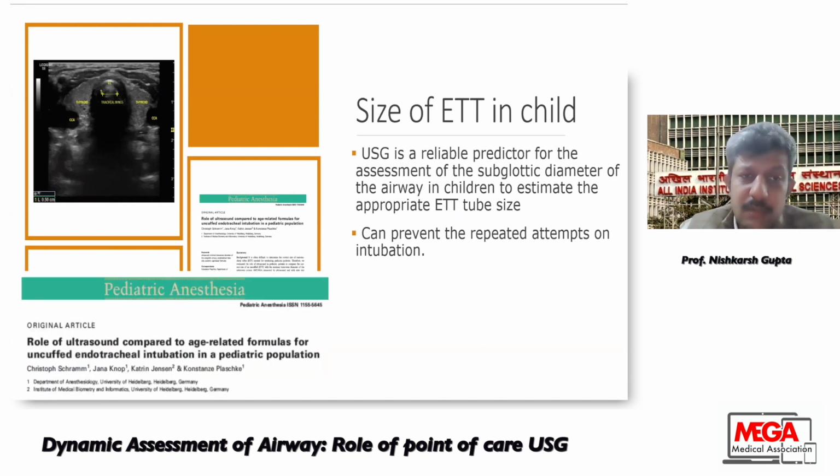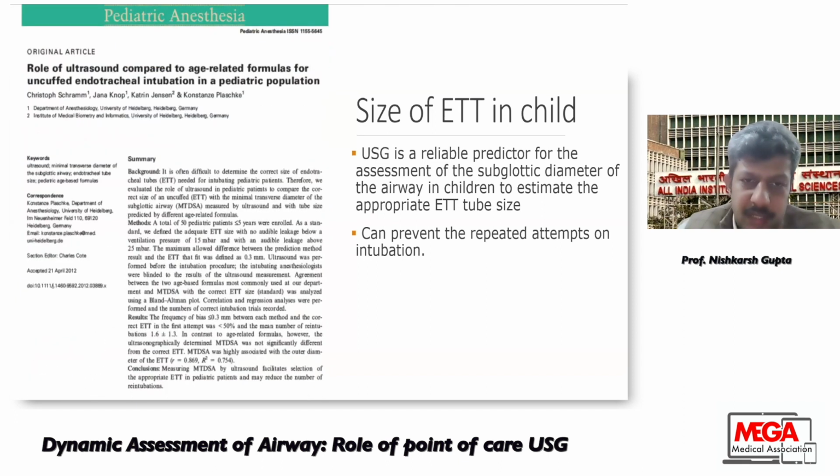So ultrasound has come up in a big way. They have found that the minimal transverse diameter of the subglottic airway helps to gauge the appropriate size of the tube. They basically said that if we measure this diameter, then we may reduce the reintubations in patients, especially in children.